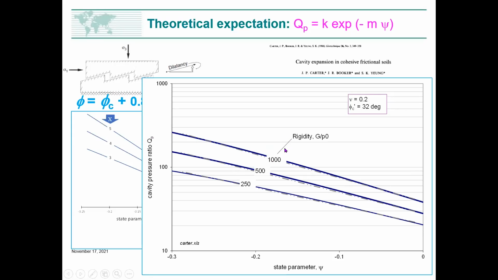Now also notice there are 3 lines, and I plotted them for different values of rigidity. In this model, G is not the G max we measure with a seismic cone. It's actually the secant modulus to peak strength. And what we're seeing here is the effect of plastic strain. So if you've got a very soft material which yields quite easily, you get a lower value of cavity pressure, but you always get close to this semi-log relationship. So that's a theoretical basis.